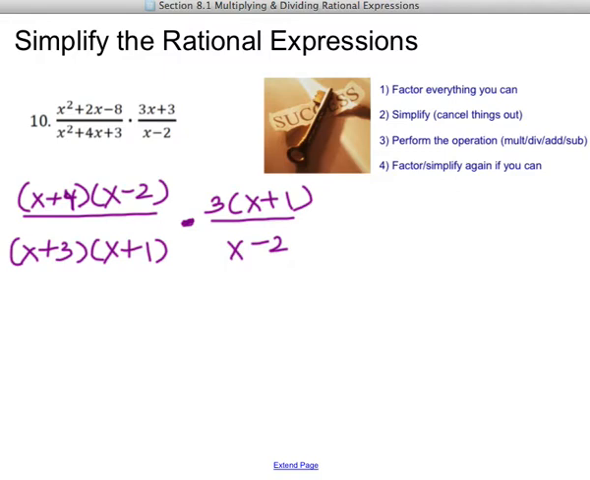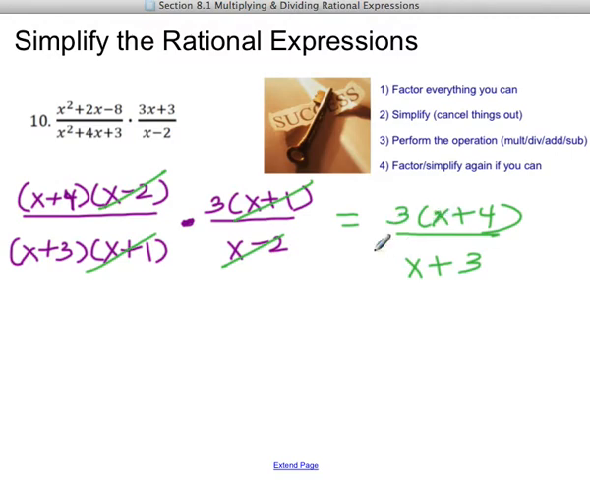Now that it's all factored, I can go ahead and cancel what can be canceled. So if there's 1 in the numerator and 1 in the denominator anywhere, then you can cancel it. So this guy and this guy, x minus 2's, there's 1 in the numerator, 1 in the denominator, they will cancel. X plus 1, there's 1 in the denominator and in the numerator, so they will cancel. These two will not cancel because it's plus 4 and plus 3, so I multiply across. So I would have 3 times x plus 4 all over x plus 3. And that would be my final simplified answer because nothing else can simplify or cancel.